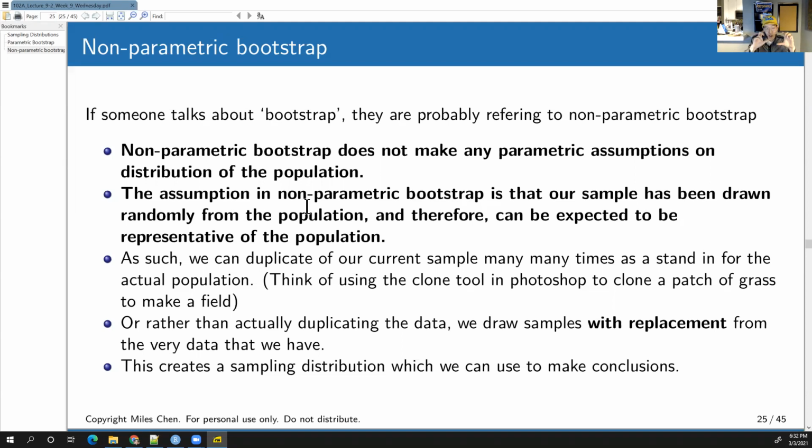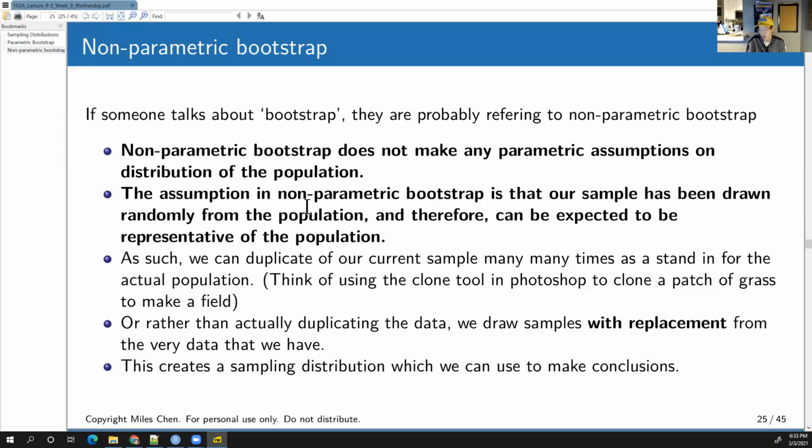Now, if there's something unusual in your sample, like a person who's really tall or something strange, that's going to get duplicated throughout. Obviously it's going to skew your results of what the population looks like. But the hope is that your sample looks like the population, and therefore cloning it and duplicating it many times to create this fake version of the population is a reasonable thing to do.